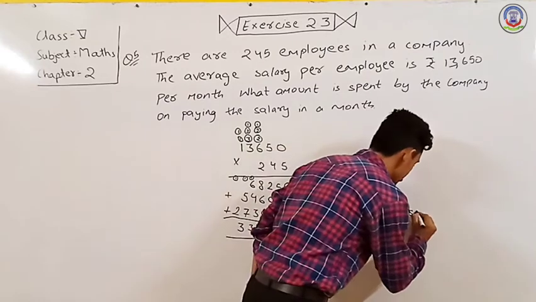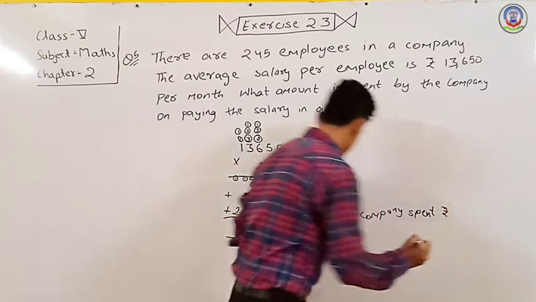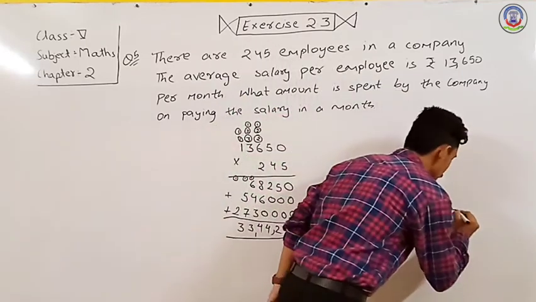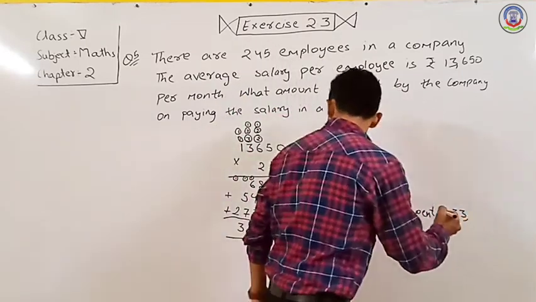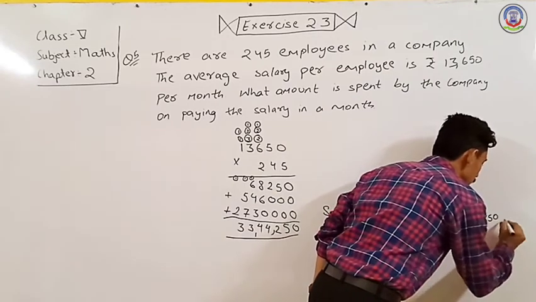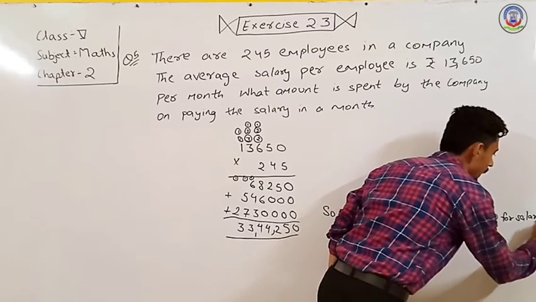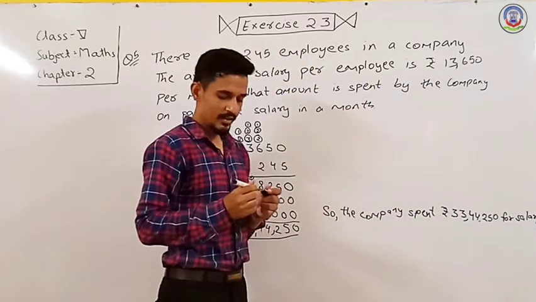Now we write, so the company spent rupees, how much? 33,44,250 for salary. Okay.